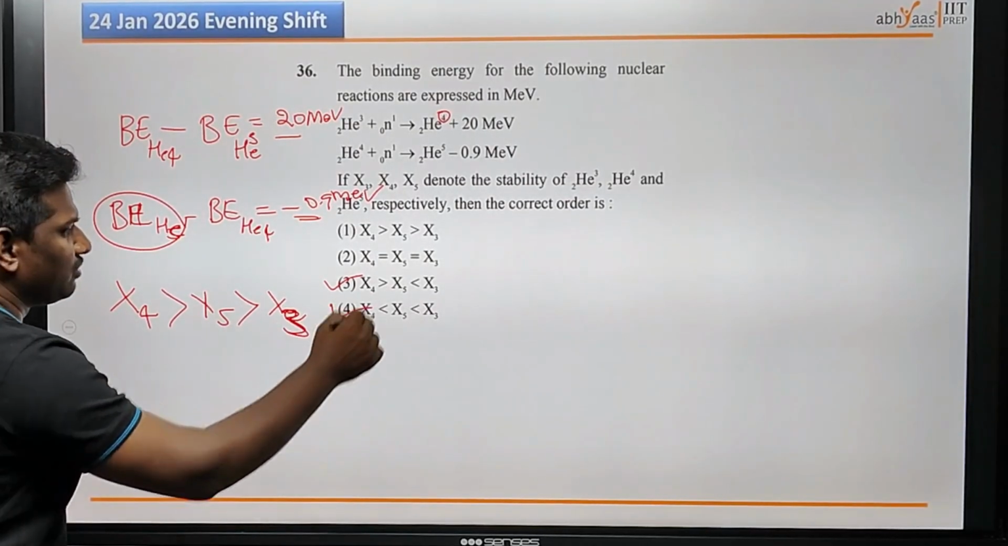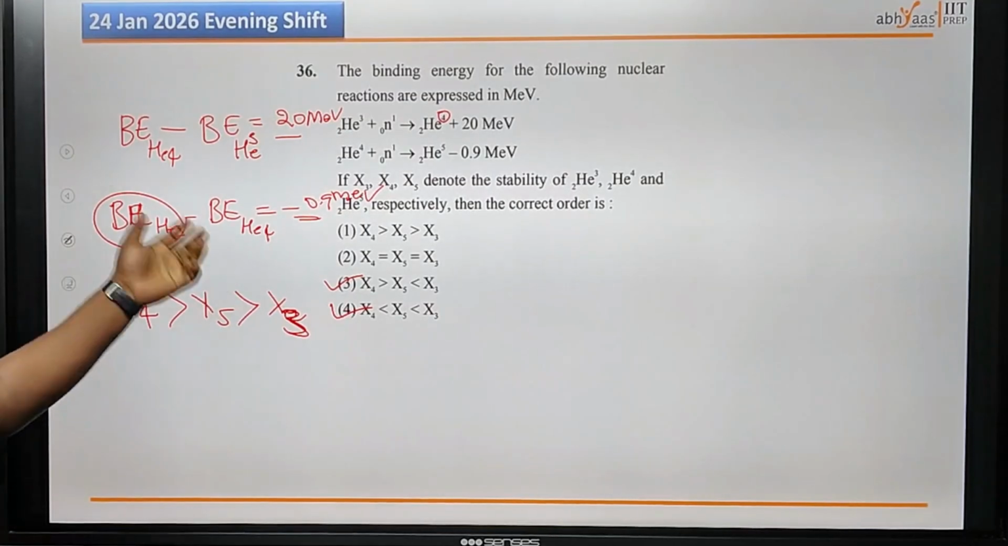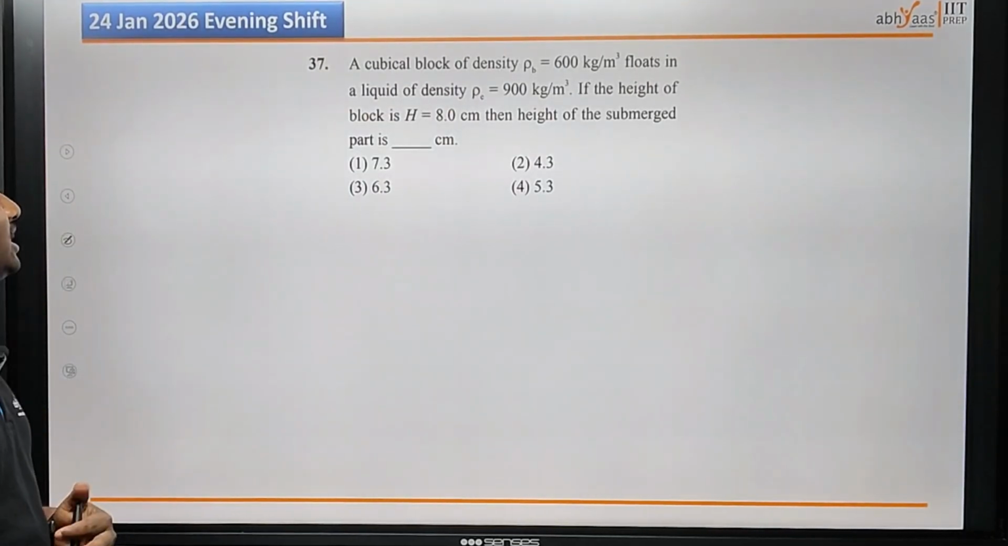So, sorry, option 4 is your answer, is that right? Okay, option 4 is your answer, descending order. So, next question, question 37.